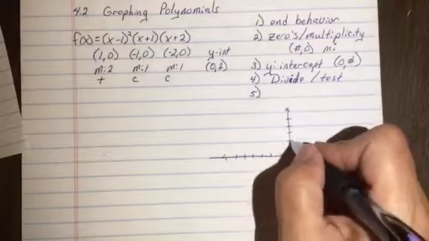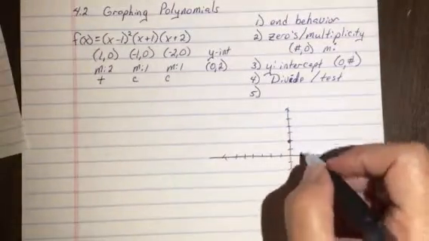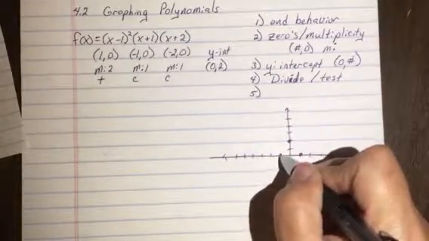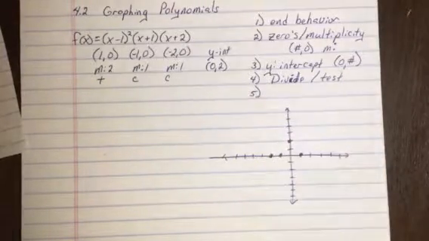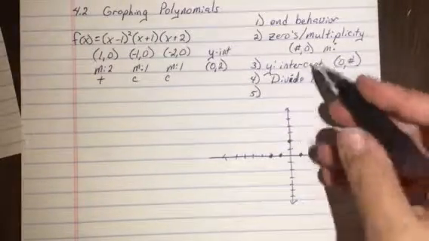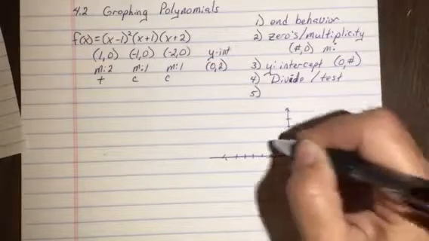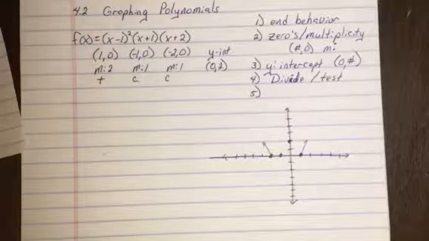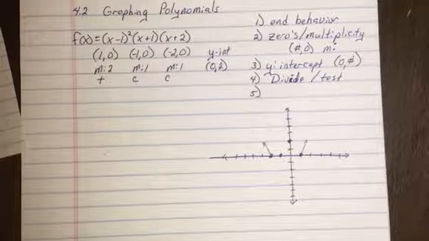I know I have a y-intercept here. I know I have 1, 0. I have negative 1, 0. And I have negative 2, 0. Okay? I also know I have in behavior saying both up. So I'm going to kind of pencil those in. Now, step 4 says I divide and test.